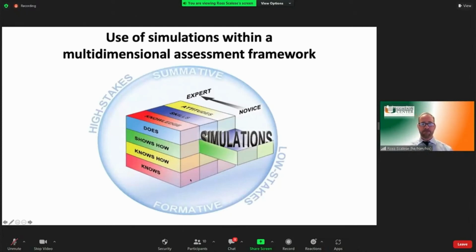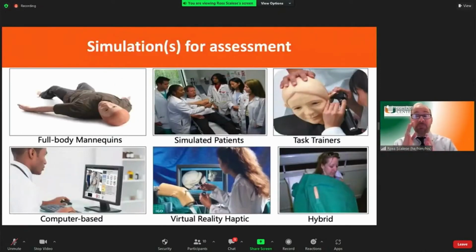Make sense? Okay. Now, say I've made the decision. Simulations line up well, at least in the competencies and in the Miller levels quite well. Then we still have a lot of tools in that drawer. Right, we have full body computerized mannequins, or we can have a more simple task trainer that's just one anatomic region. Again, SPs or actors, simulated patients. Purely virtual simulations might be a good choice in certain circumstances.